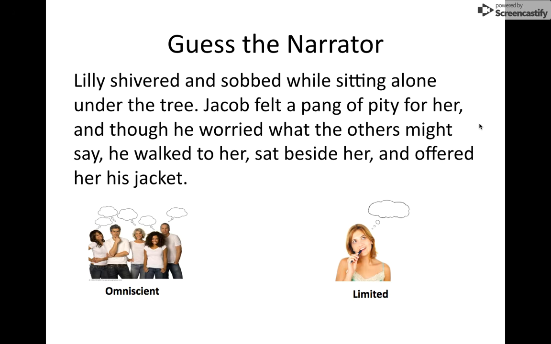Guess the narrator here. Lily shivered and sobbed while sitting alone under the tree. Jacob felt a pang of pity for her, and though he worried what the others might say, he walked to her, sat beside her, and offered her his jacket. So now you need to decide omniscient or limited.